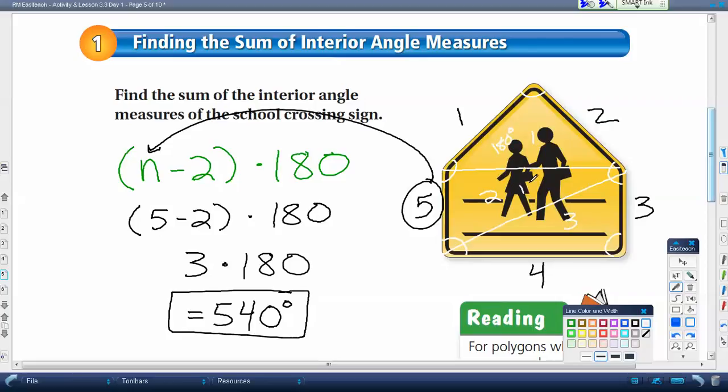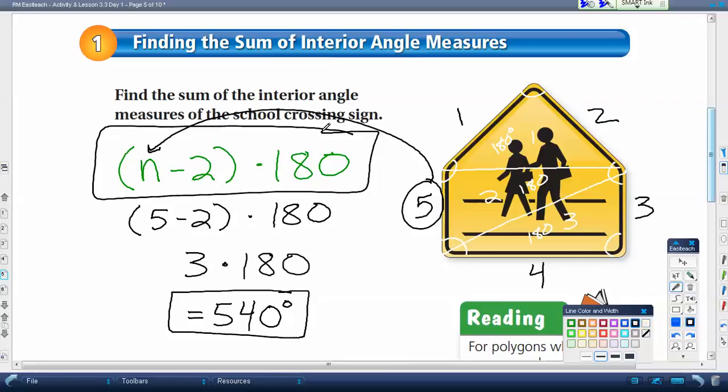So there's 180, there's 180, there's 180. So 3 times 180 is 540. And when you do these problems, you're not going to draw these pictures, you're not going to slice it up into triangles. It's not necessarily to do all that work. But it's important that you understand that's how this formula that we're taking a look at was discovered, by mathematicians manipulating figures in this way.